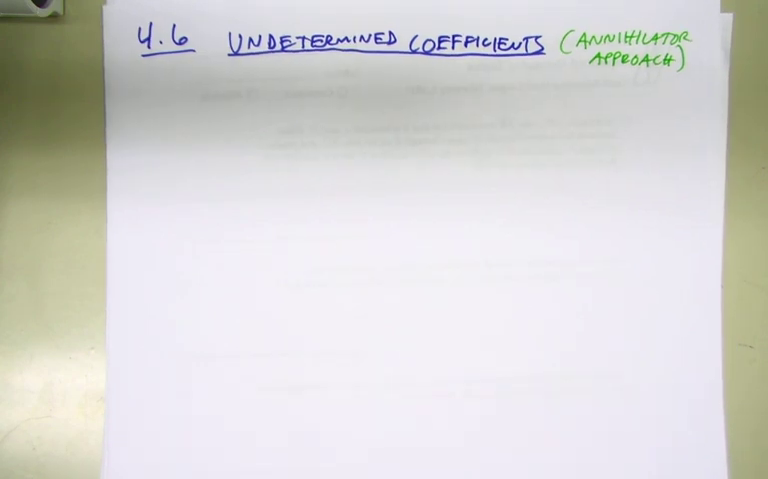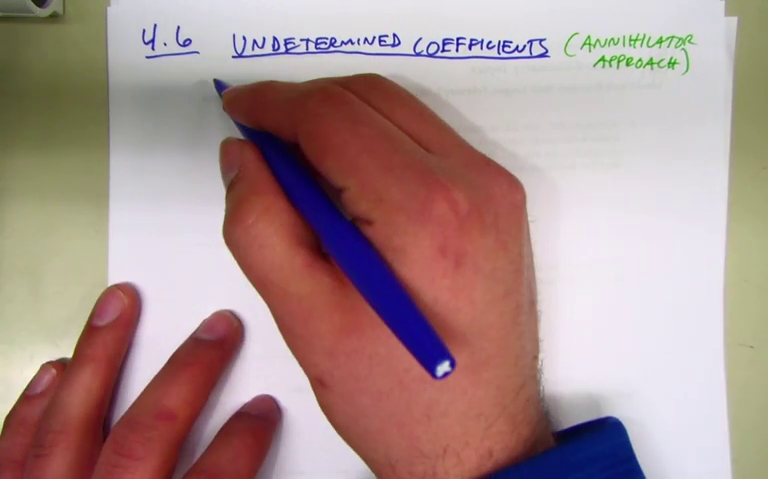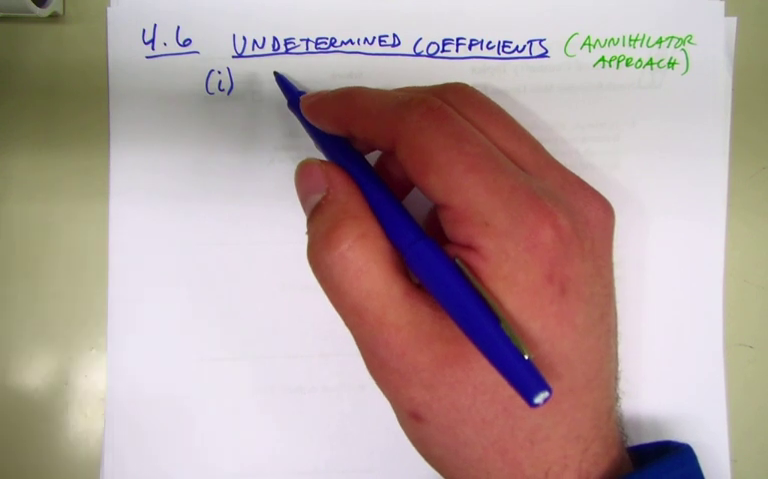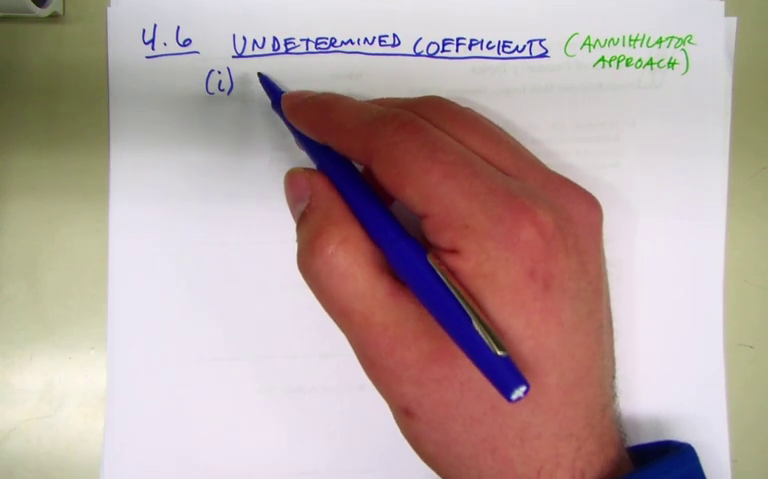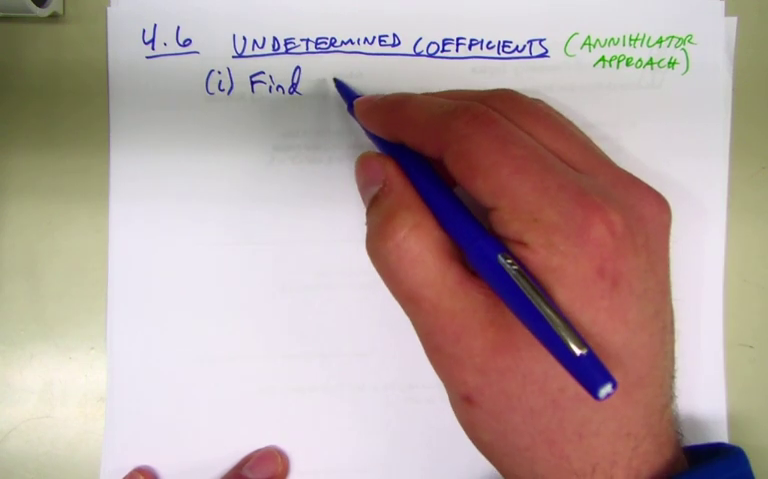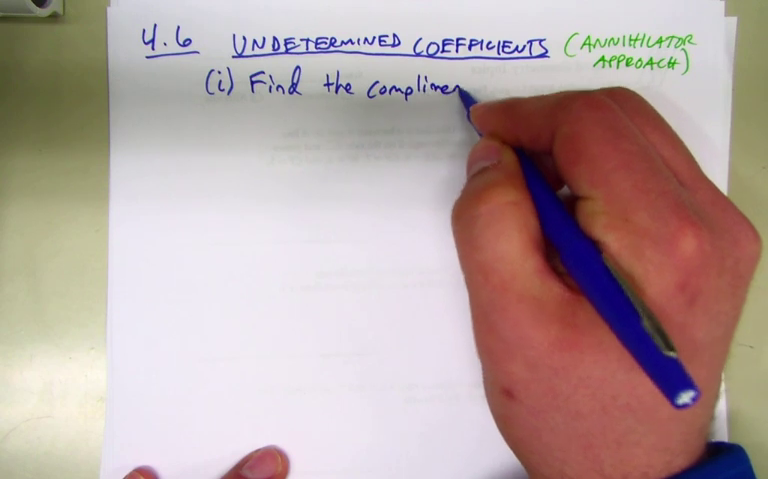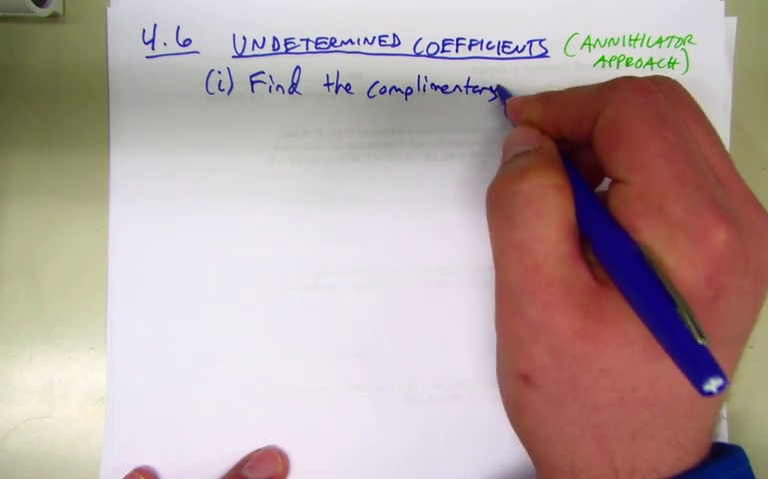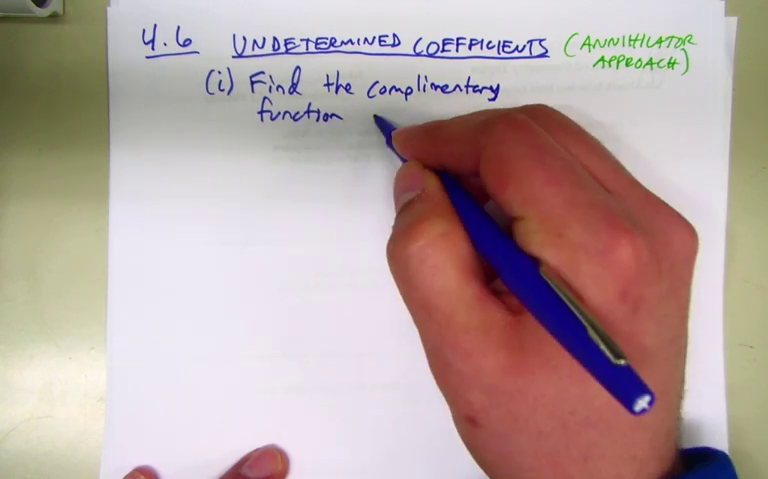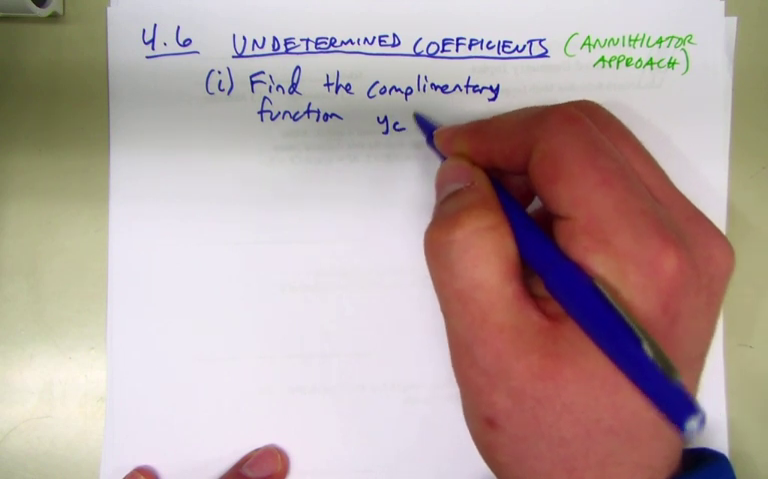Okay, so the basic idea here, or the basic method really, is first we're going to pretend that the differential equation that's given to us is equal to 0. And so we're going to find that solution, and that's called the complementary function, which we'll call y sub c.